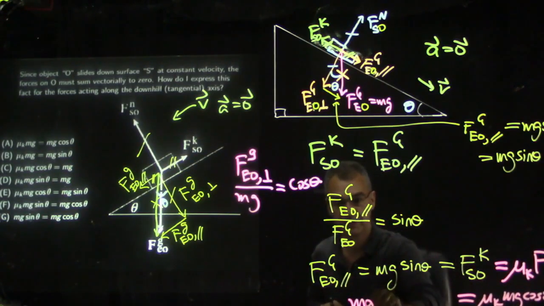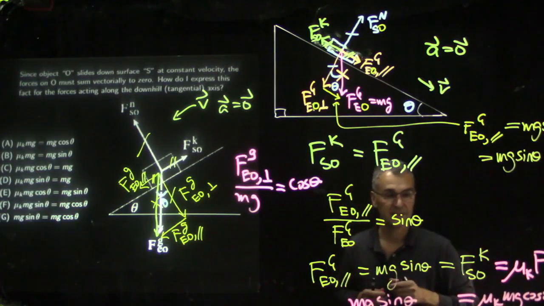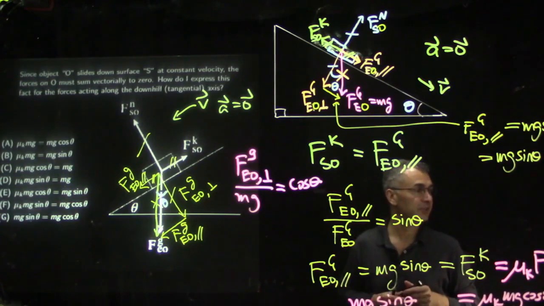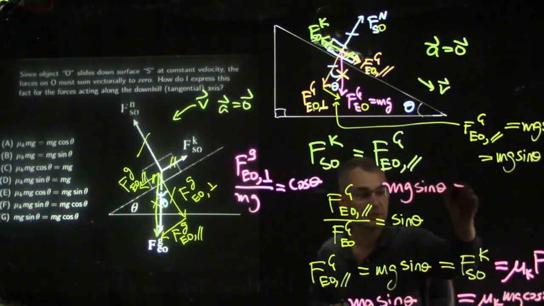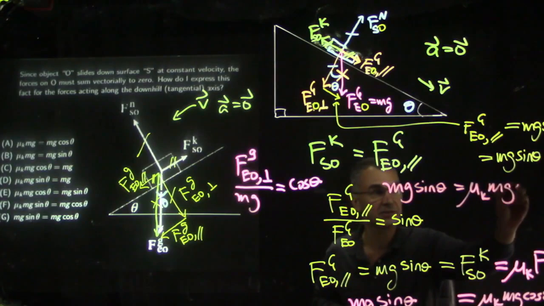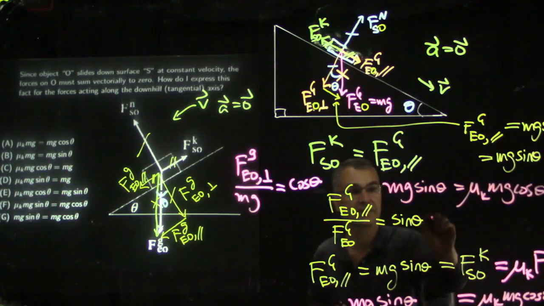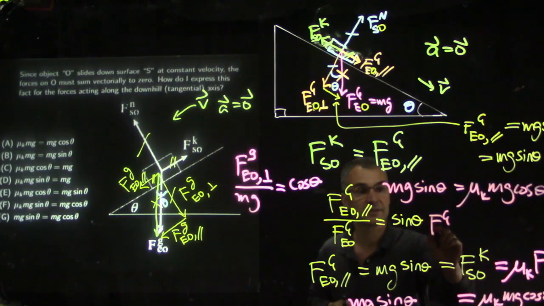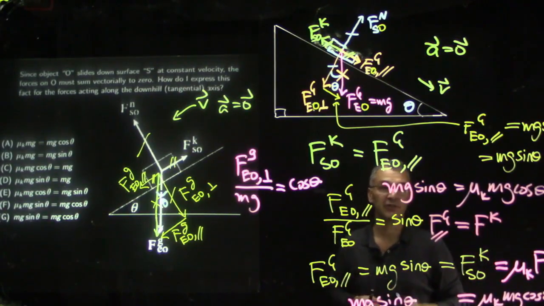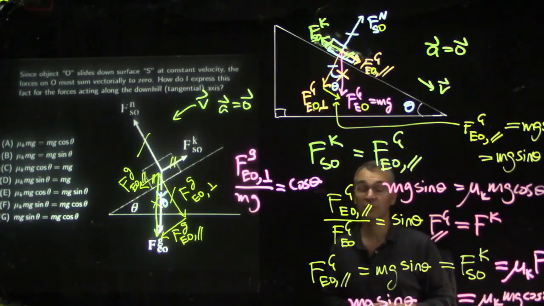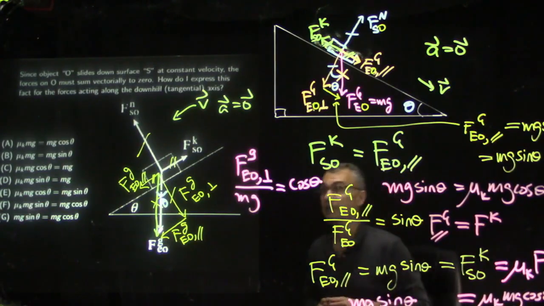And meanwhile, we showed a couple pages ago that this equals mg sine theta. So mg sine theta equals mu kinetic mg cosine theta. Let me rewrite that up here. And that is expressing the fact that F gravitational in the parallel direction, that's the downhill component of the gravity force, must be the same magnitude as the frictional force because they are balancing each other, because the object is sliding downhill at constant velocity.